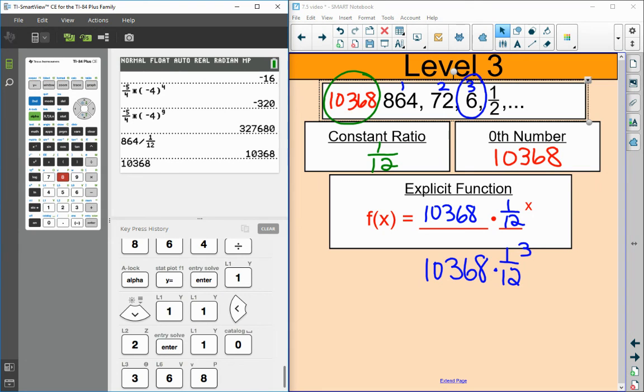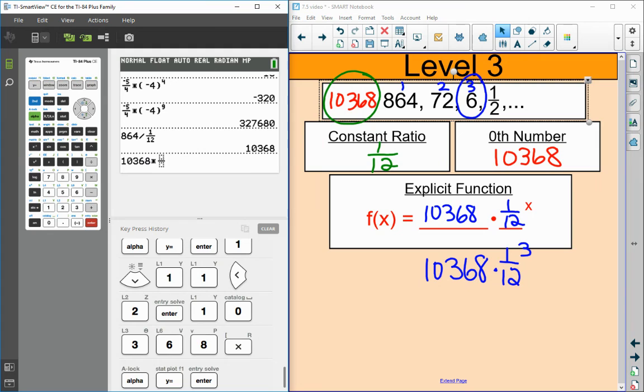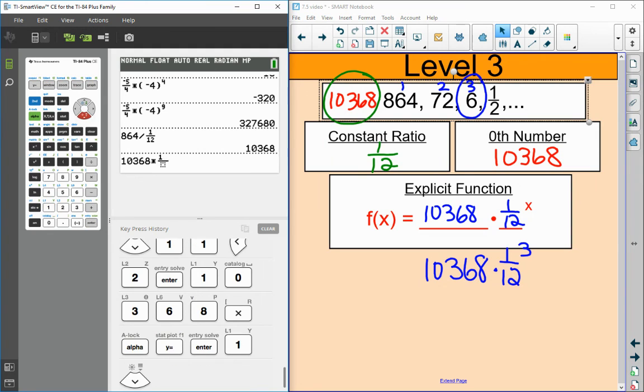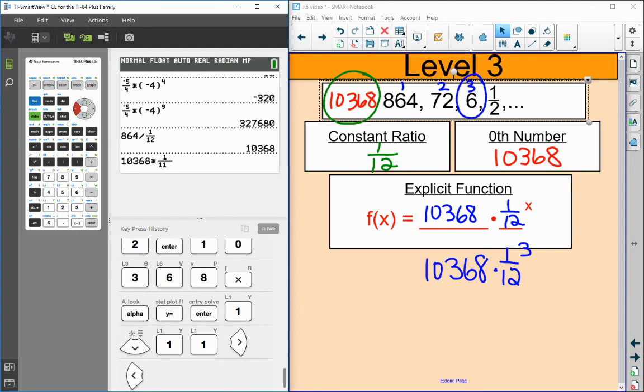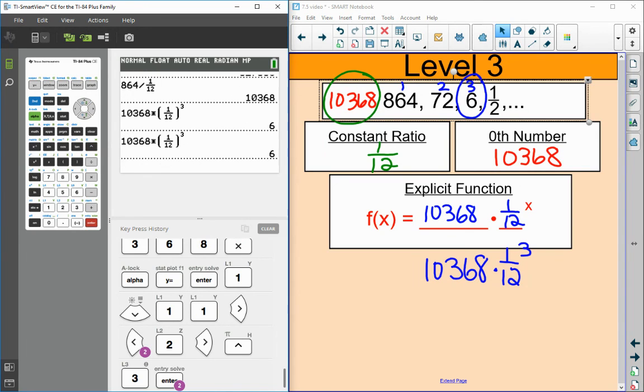So 10368. I guess I didn't need to type it in. I could have used what was already there, but I did. So here's my fraction. I'm going to do 1 and then 12, and then I'm going to raise, oops, there we go. Got to get the right number. I'm going to raise that to the power of 3. And I did get 6, so that means I got it right.